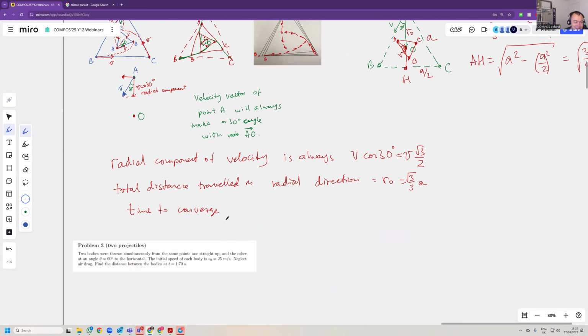So it's 2/3. Time to converge, t, is r0 divided by the radial component, v radial. So it's r0 divided by v cos 30. So it's square root of 3 over 3 a divided by v multiplied by square root of 3 over 2. Square root of 3 cancels, and we get 2a divided by 3v. And that's the time. This is the answer.